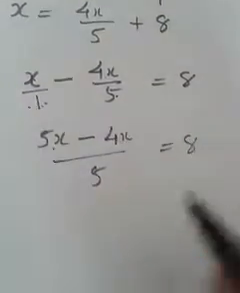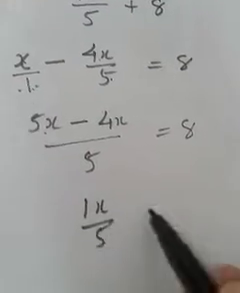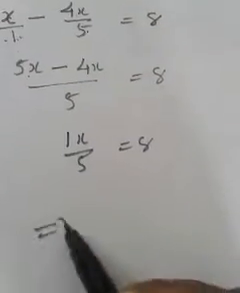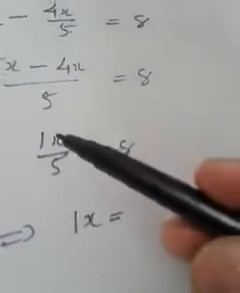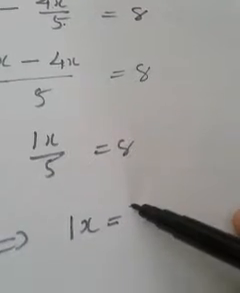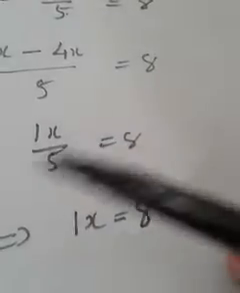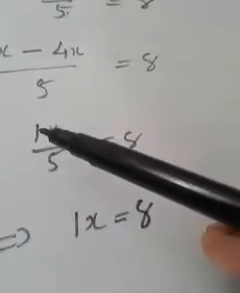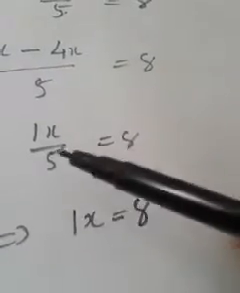Just like that, 5x minus 4x is 1x, divided by 5 is equal to 8. That implies 1x is equal to 8. I'm going to maintain this 1x on the left side, and the right side is 8 as it is. I have to find the value of x. Now I'm going to take this 5 to the right side.